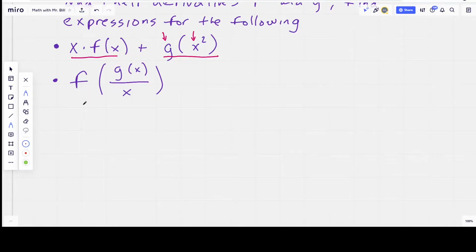And then for the second one, it's also the chain rule. We've got a function on the outside, and we've got something going on the inside, and not only do we have a function on the inside, we also have the quotient rule going on. So within our chain rule, we're also going to have a quotient rule. So let's get started with the first one.